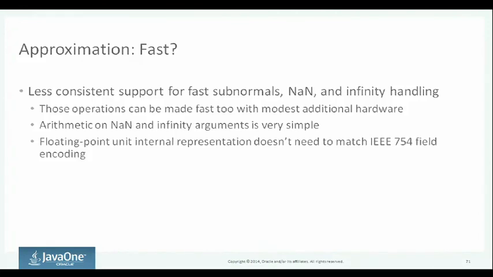Now, what about other values like subnormals, NaNs, and infinities? The picture there is less rosy. It varies more. The operations can be made fast with some modest additional hardware inside the CPU. CPU designers don't always choose to spend their hardware resources that way, however. Arithmetic on NaNs and infinities is very simple. We saw most of it on that slide where we introduced NaNs and infinities. So it really is just a little bit of extra area to make NaNs and infinities go fast. Subnormals are a bit more work.